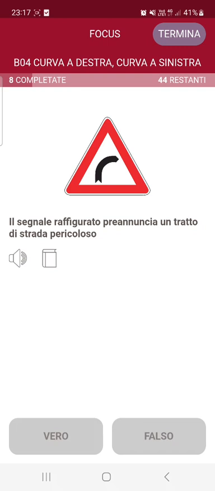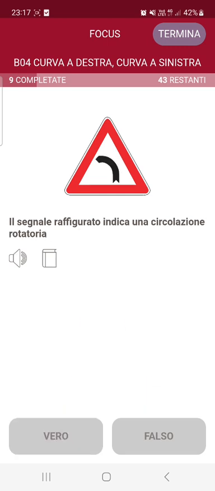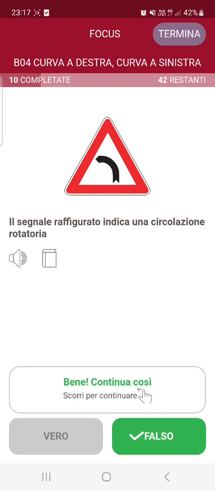Il segnale raffigurato preannuncia un tratto di strada pericoloso. Verissimo. Un tratto di strada pericoloso. What does it mean? It's a part of road that is dangerous. Yeah, it's true because it's a sharp curve. Il segnale raffigurato indica una circolazione rotatoria. Facissimo. This will not be rotatoria. Rotatoria is roundabout. Okay, it's not rotatoria.